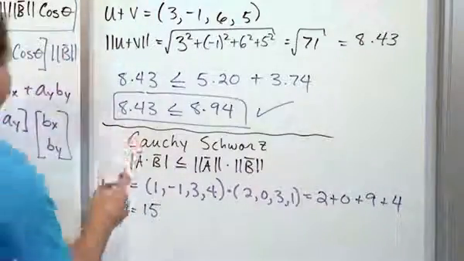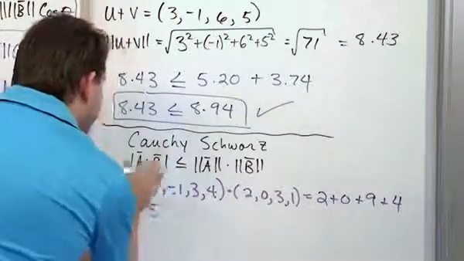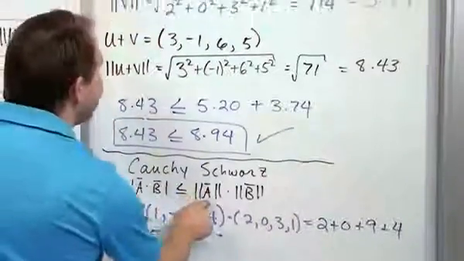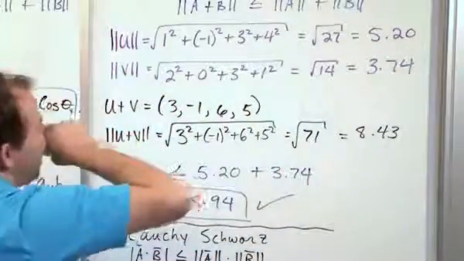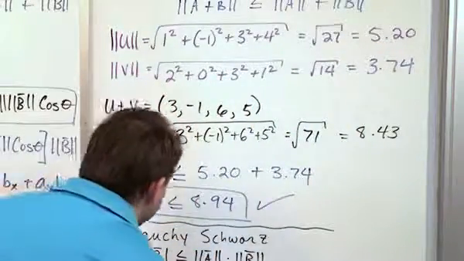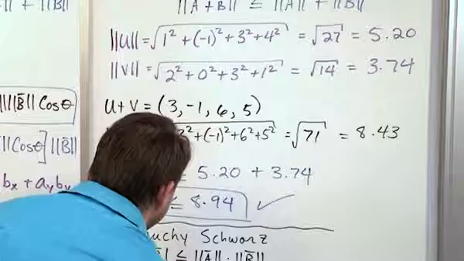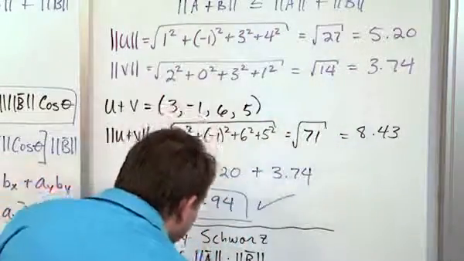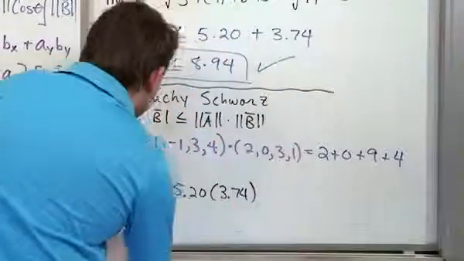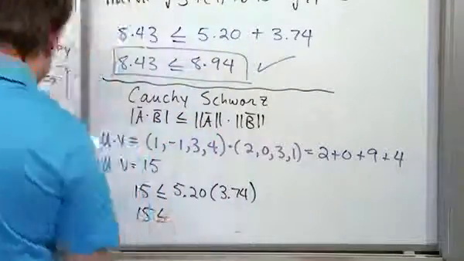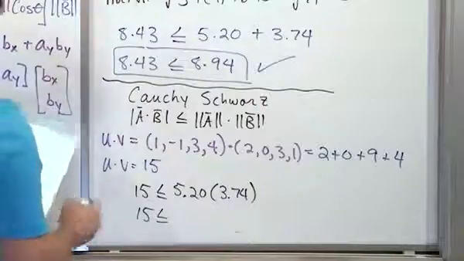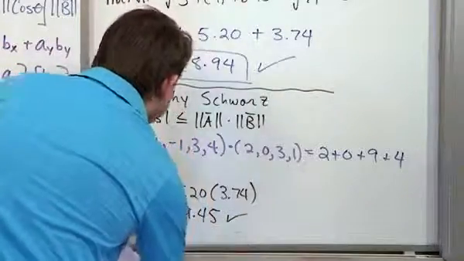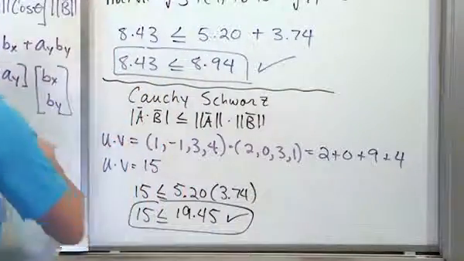So to verify that it's true, the dot product of the two vectors, when you take its absolute value, is 15. And we're claiming that it should be less than or equal to the magnitude of A, which is the magnitude of u, 5.20, times the magnitude of the other vector, which is 3.74. So we're claiming 15 is less than or equal to 5.20 times 3.74, which gives 19.45. So it's verified. The number on the left is less than the number on the right.